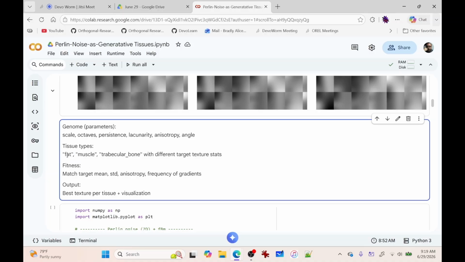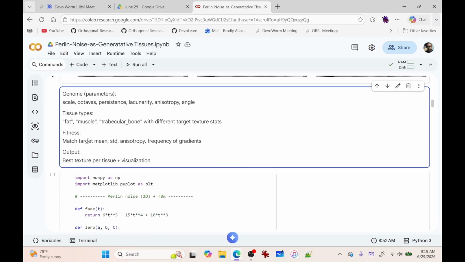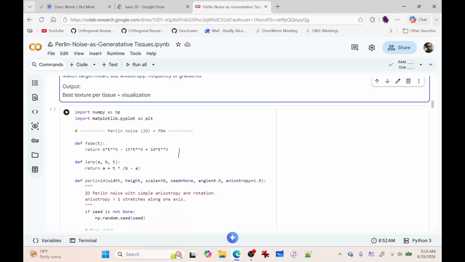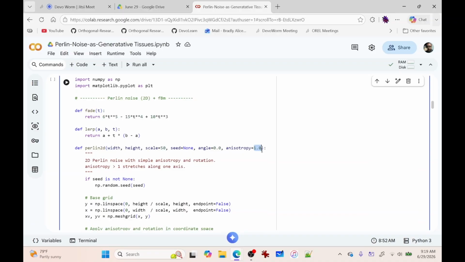Tissue types, we're going to aim for fat, muscle, and trabecular bone, and these are going to have different target textures. Each of these parameters is going to have a certain value that's optimized for these different tissue types. The fitness is where we match the target mean, standard deviation, anisotropy, and frequency of gradients. The output is the best texture per tissue plus visualization. So for every tissue type, we're going to have a best texture. Okay, so this is where we get our two-dimensional Perlin noise field with simple anisotropy and rotation. We're going to define that here. Our anisotropy is 1.0.